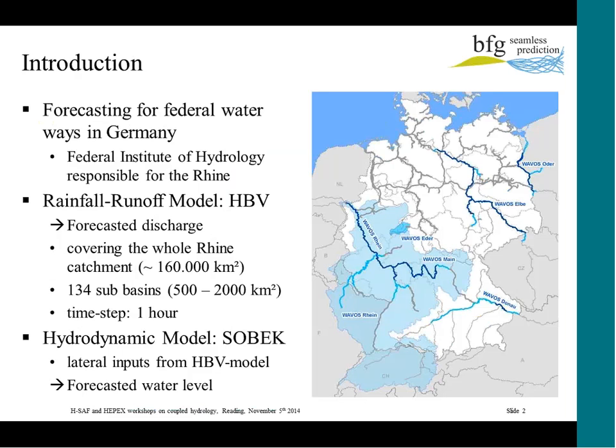So there are several waterways in Germany and several institutions dealing with navigational forecasting of water levels in those waterways, and you can see the individual reaches of the hydrodynamic model depicted there. And the DFG is responsible for water level forecasting at the River Rhine, whose catchment you can see over here. It starts at the German-Netherlands border and has an area of approximately 160,000 square kilometers.